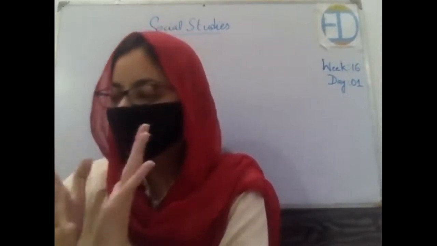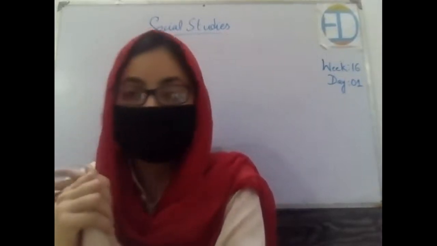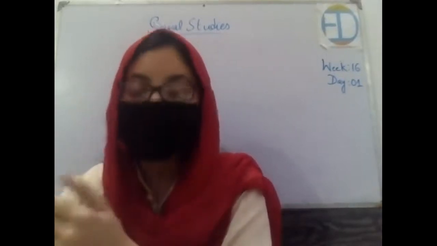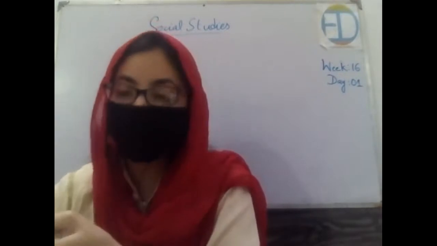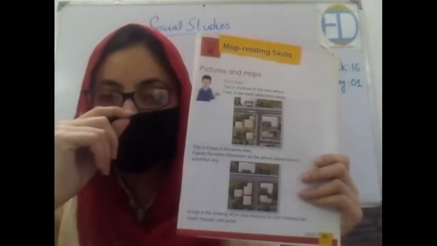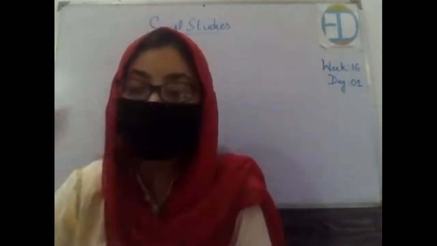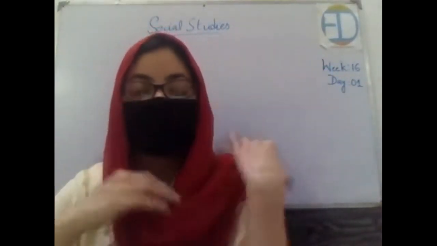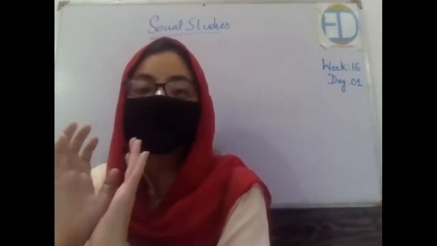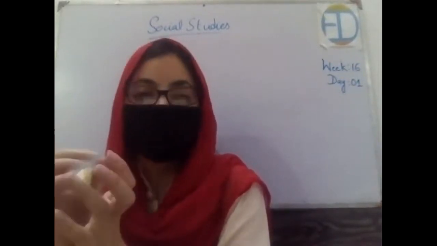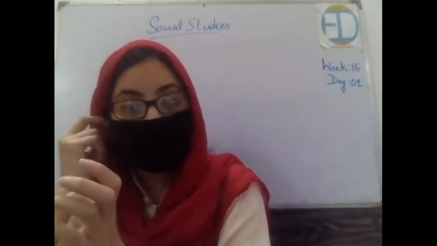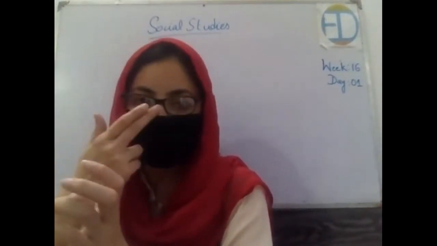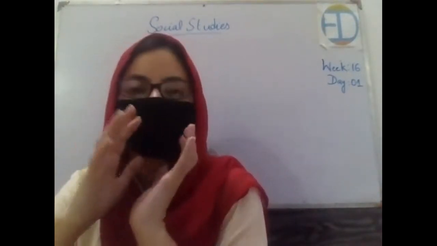In today's class, we will be starting a new topic and a new unit as well. The name of the unit is map reading skills. What is the name of the unit? It's unit number 6 and the name of the unit is map reading skills. So in this unit we will be discussing what a map is, why we need a map, what information a map gives us, and how we can read that information, right? We'll be discussing all of these things one by one.